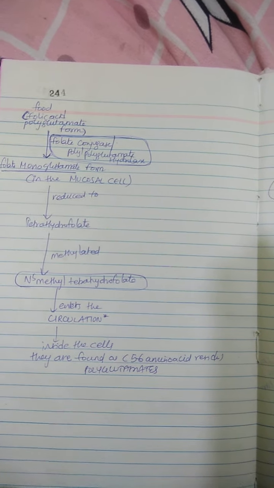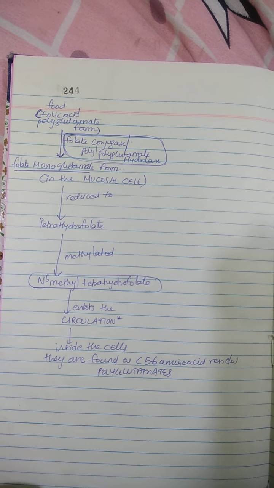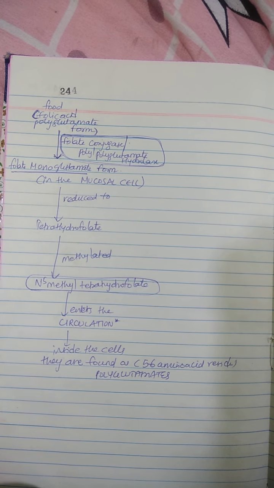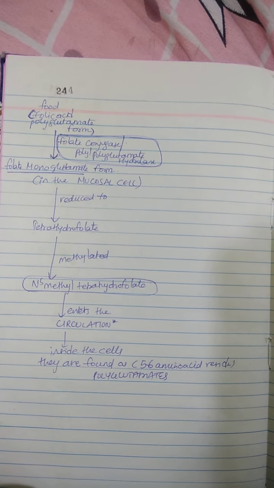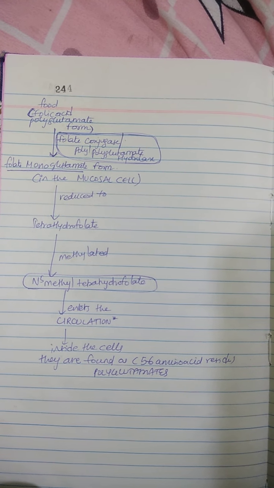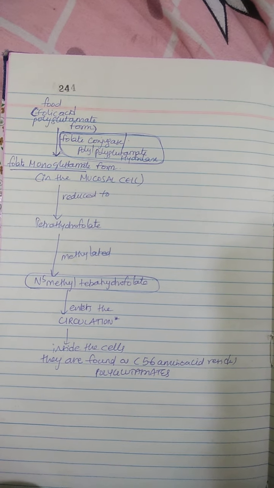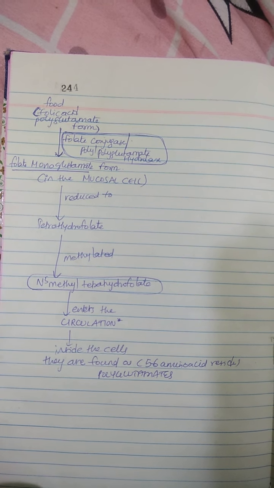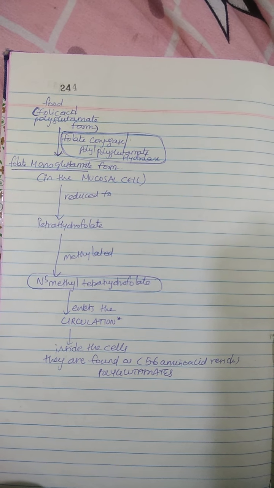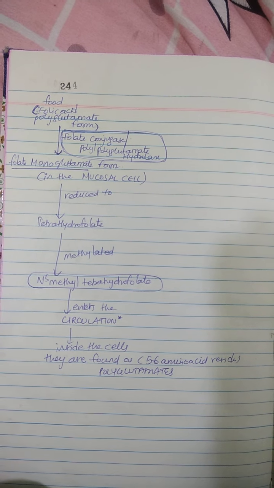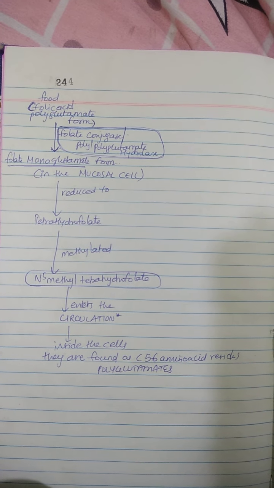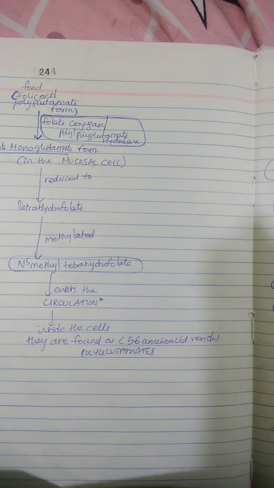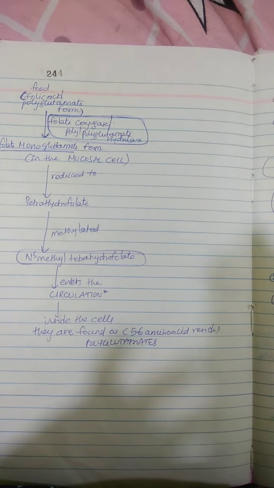So here is a simplified representation. Folic acid, which exists as polyglutamate, has its glutamate residues cleaved by folate conjugase or polyglutamate hydrolase. The folate monoglutamate form is formed in the mucosal cell. It is reduced to tetrahydrofolate, and it is methylated to N5-methyl tetrahydrofolate. It enters the circulation. Inside the cells, it is found with 5 to 6 amino acid residues, that is, the polyglutamate form.